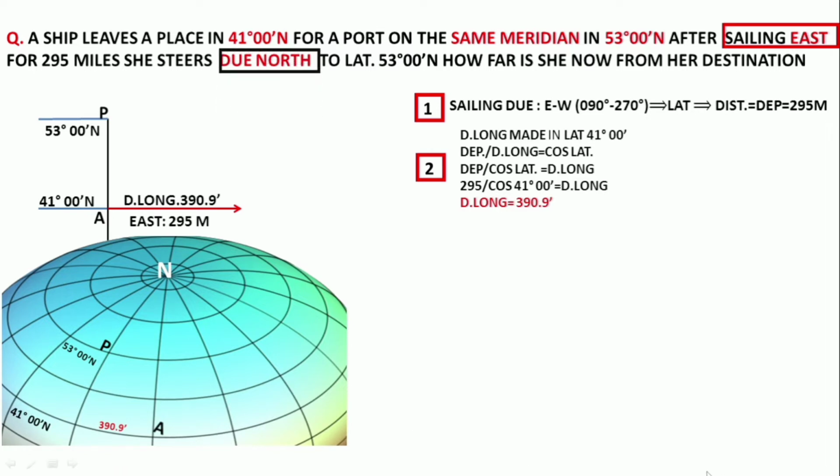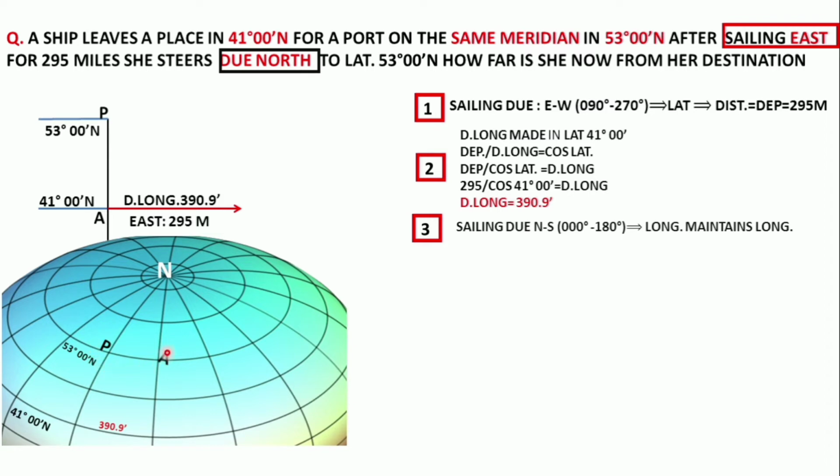Then she sails due north, sailing along the meridian. And when she is sailing along the meridian, she is not changing her longitude. So whatever longitude is here will remain the longitude here also. So she will maintain her longitude, and she reaches the latitude of the port. How far is she from her destination?